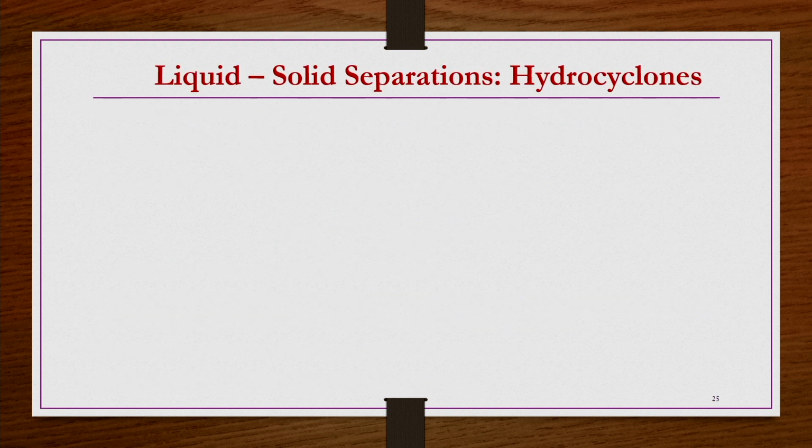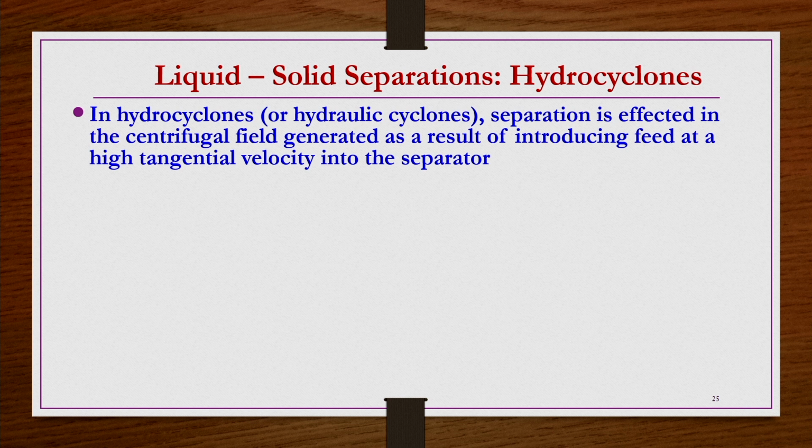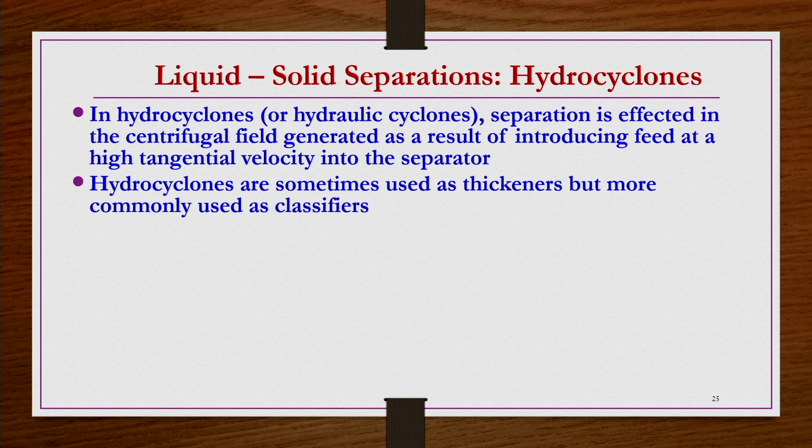Now, we go to the hydrocyclones. Cyclones are also used for liquid-solid separations, and they are known as hydrocyclones in general. So, in hydrocyclones or hydraulic cyclones, separation is effected in the centrifugal field generated as a result of introducing the feed at high tangential velocity into the separator. Exactly the same way the process happens as for the cyclone separator. Okay. Pictorially also we will see in the next slide.